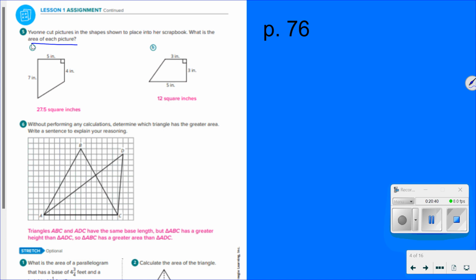What is our area for a trapezoid? What's our formula? Ethan.